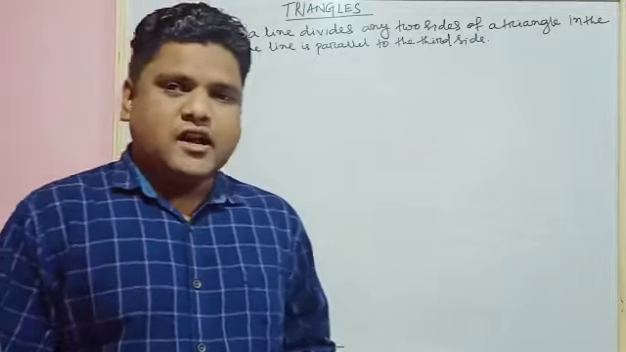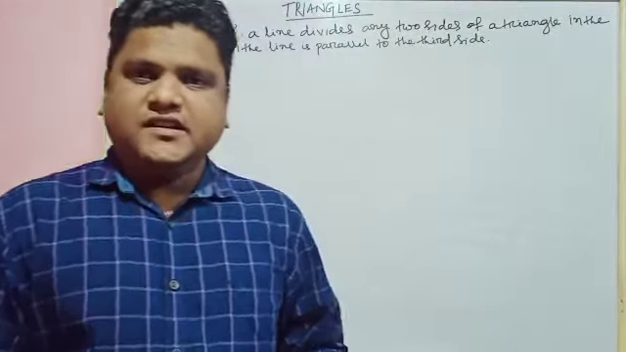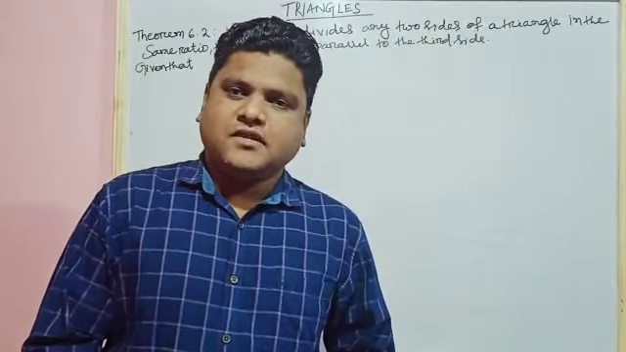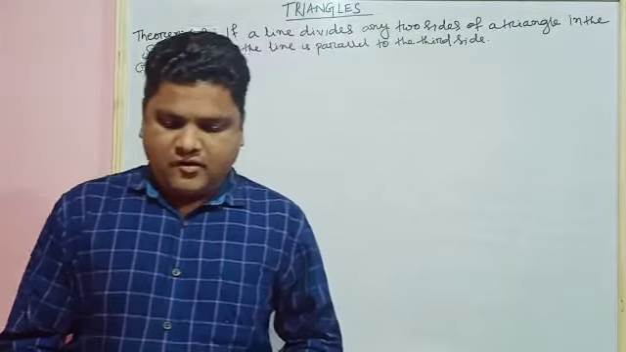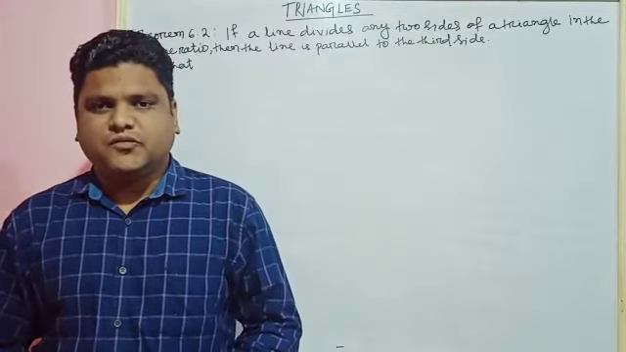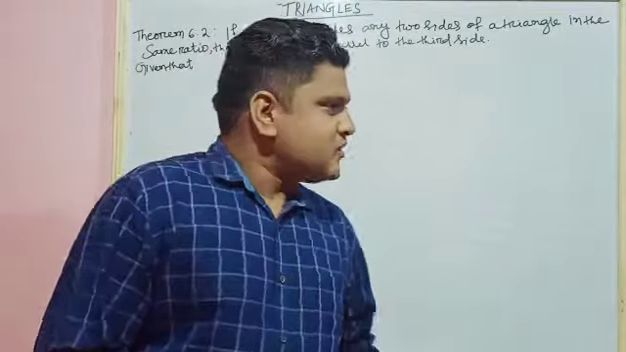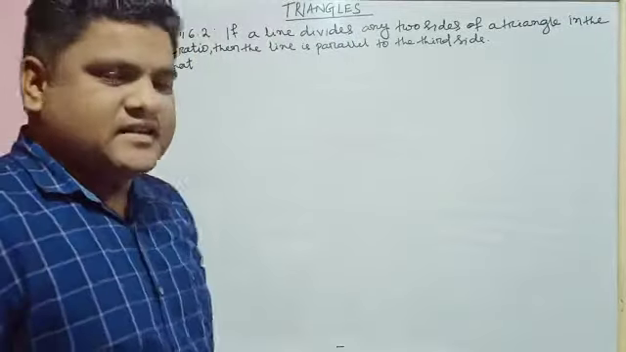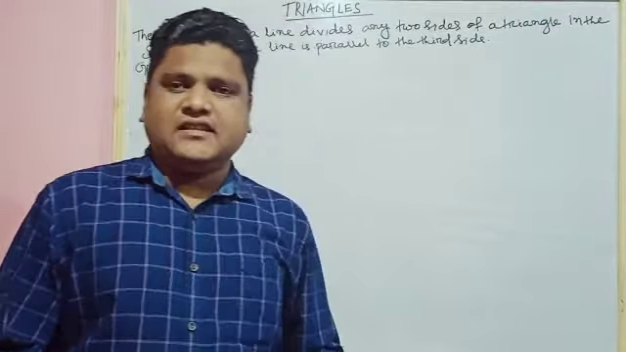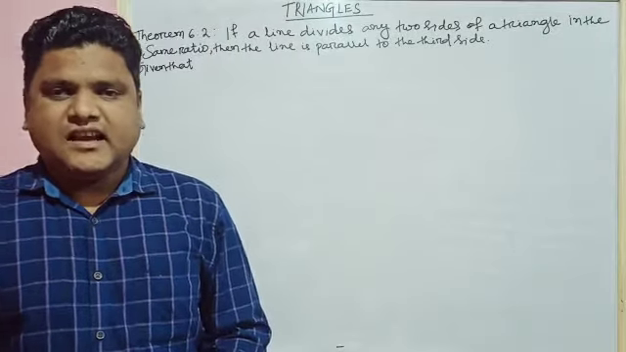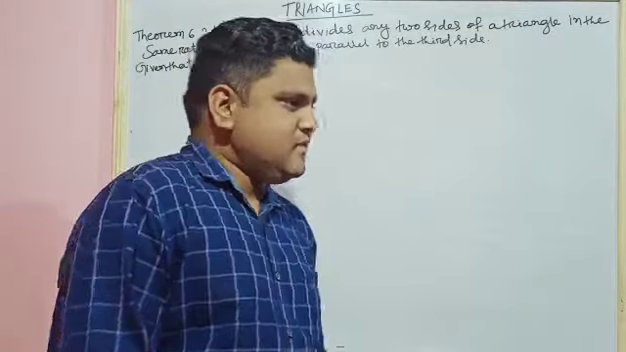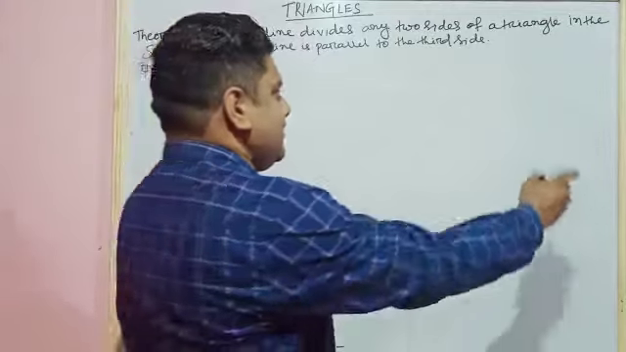And today our chapter is triangles from class 10 NCERT book, and our topic is theorem 6.2. Theorem 6.2 is: if a line divides any two sides of a triangle in the same ratio, then the line is parallel to the third side. For this purpose, let's draw a triangle.